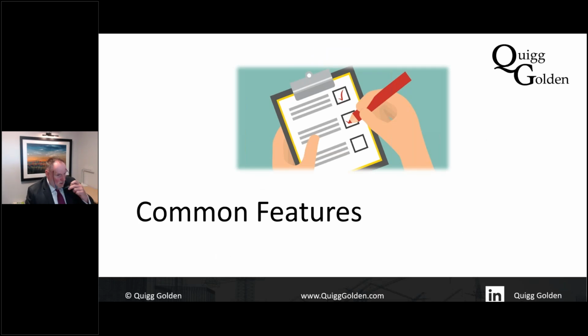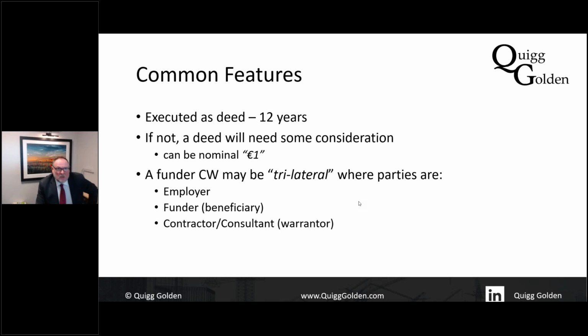So now we know what they are, let's look at some of the common features you might see in a collateral warranty and some of the problems we may come across. Well, first of all, most collateral warranties are a one-way promise, i.e. it's a promise from the subcontractor to a third party that they will comply with the contract. And because it's a one-way promise, it has to be executed as a deed.